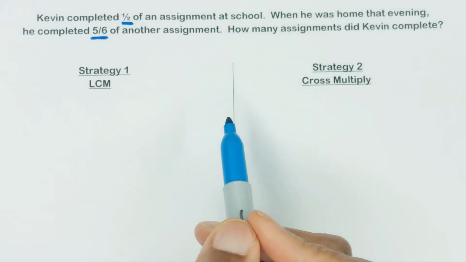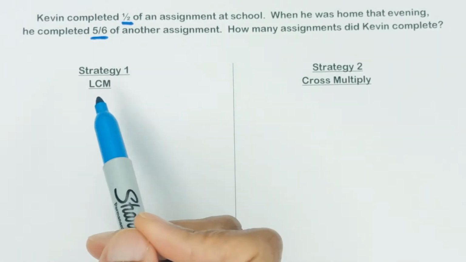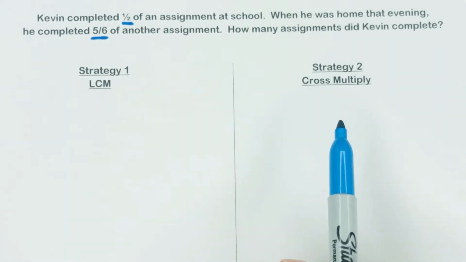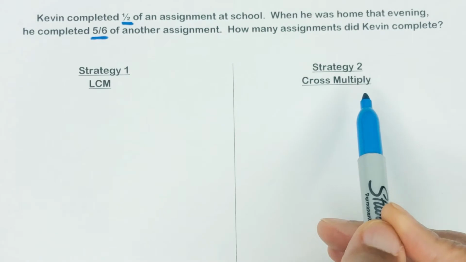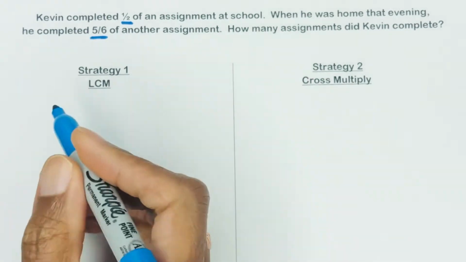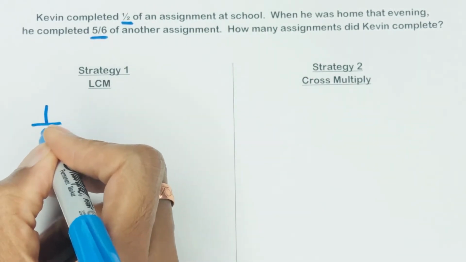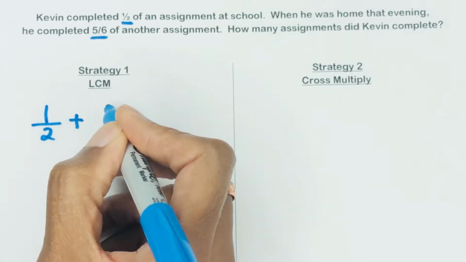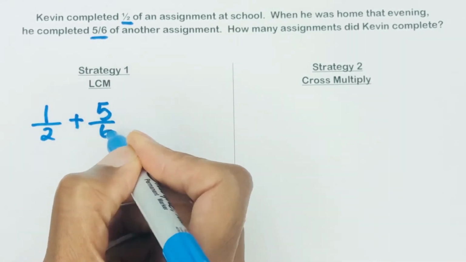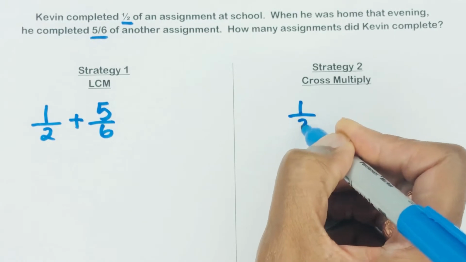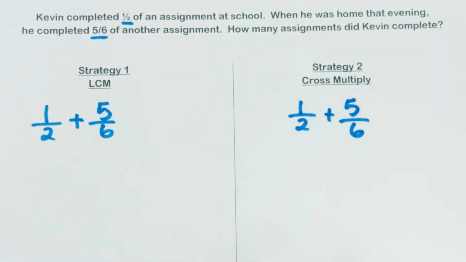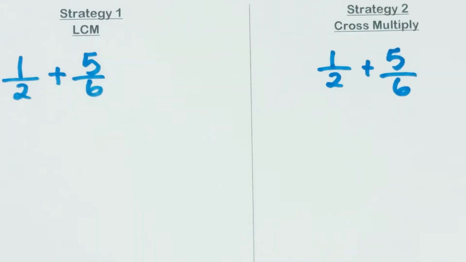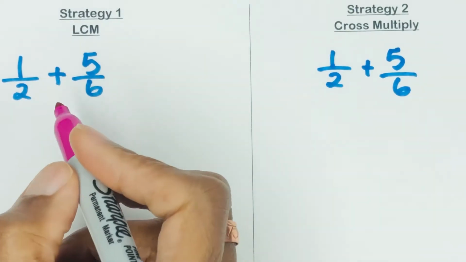Now, if you notice the way I've got the paper set up today, I have two strategies for how to work out this question. Strategy 1 is using the LCM, or the lowest common multiple. Strategy 2 is to cross multiply. Let me show you how to do these. First of all, we're going to set up the half plus the 5/6 on both sides and then solve them one at a time. So we have a half plus 5/6.